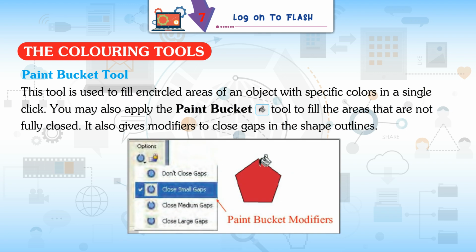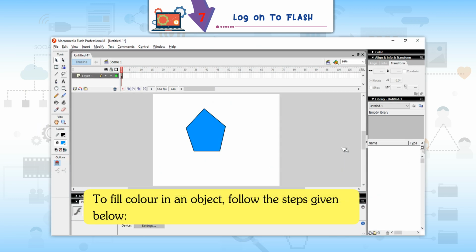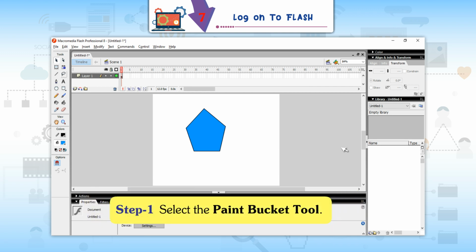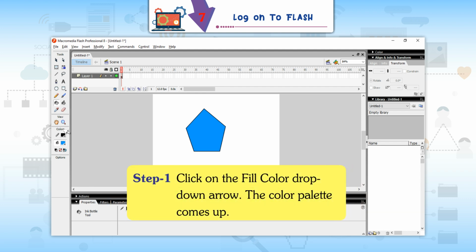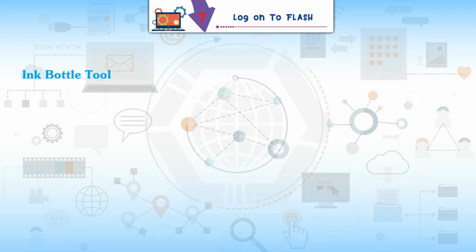Paint bucket tool. This tool is used to fill encircled areas of an object with specific colors in a single click. You may also apply the paint bucket tool to fill the areas that are not fully closed. It also gives modifiers to close gaps in the shape outlines. To fill color in an object, follow the steps given below. Step 1. Select the paint bucket tool. Step 2. Click on the Fill Color drop-down arrow. The color palette comes up. Step 3. Select any color of your choice and click inside the object. Ink bottle tool.